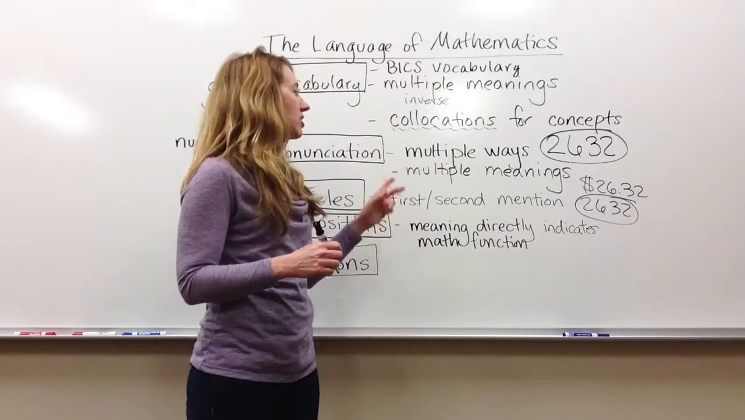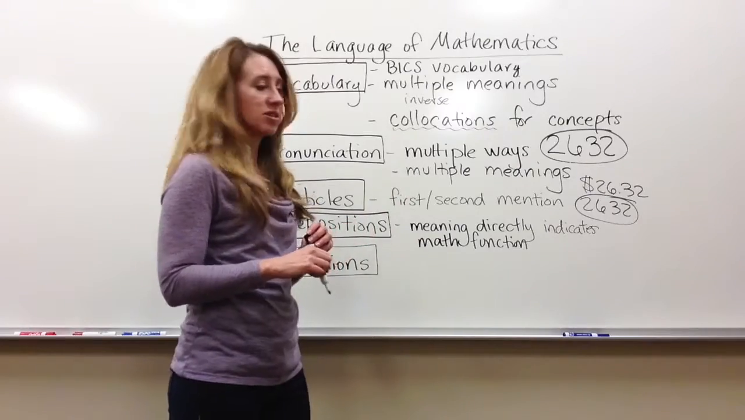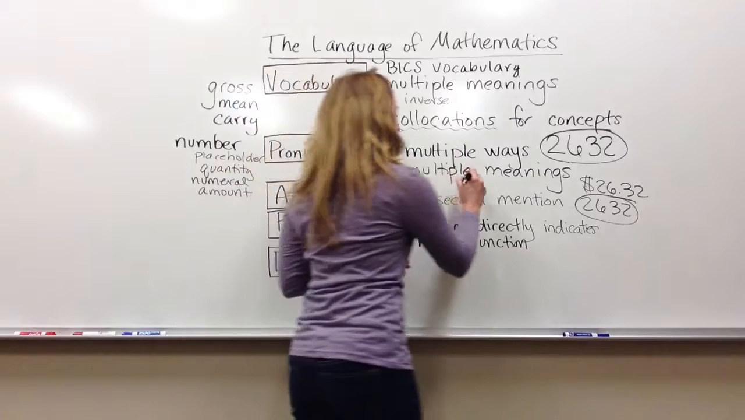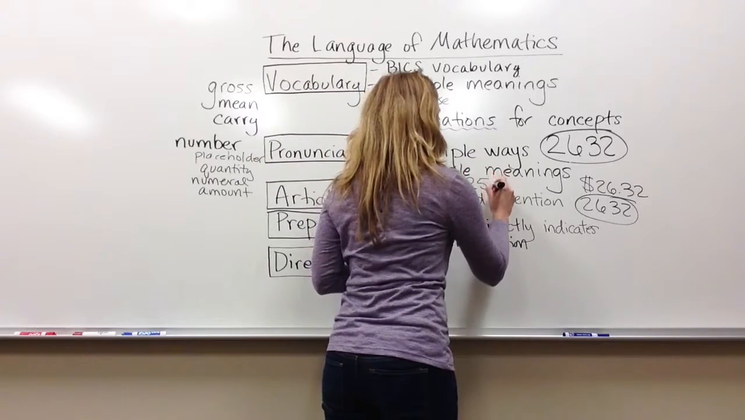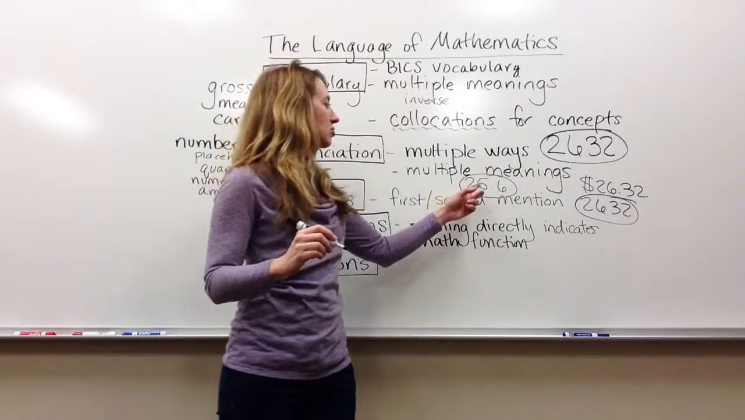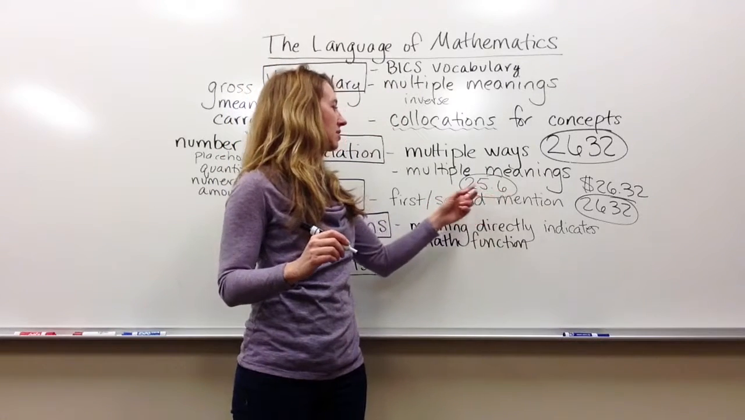And there's one other element about pronunciation that I wanted to mention, and that is, I'm going to write a number up here. I've written the number 2, 5, and then a dot, and then 6.